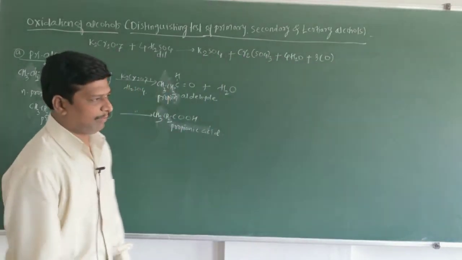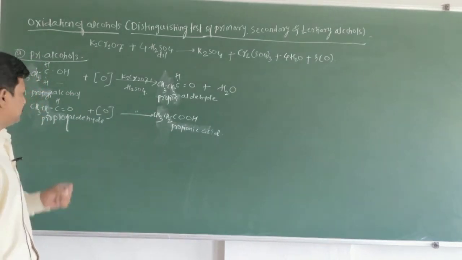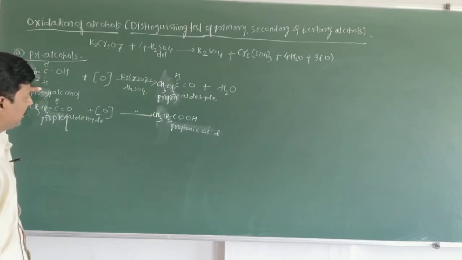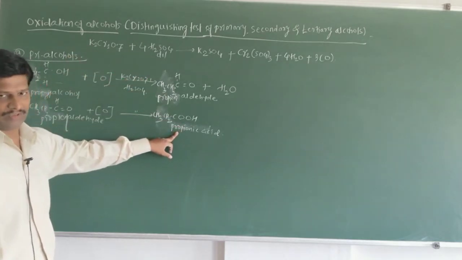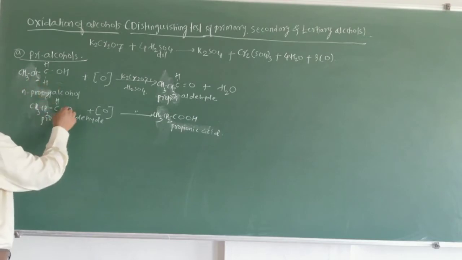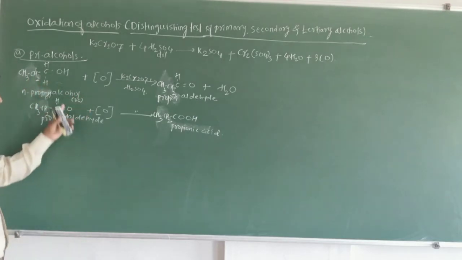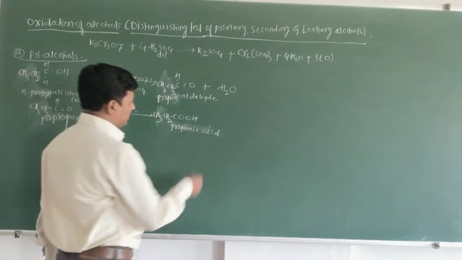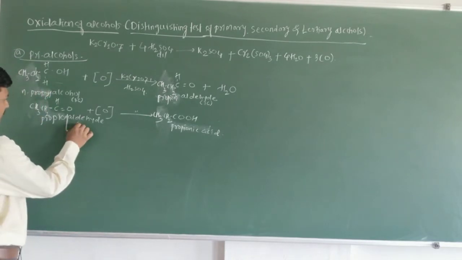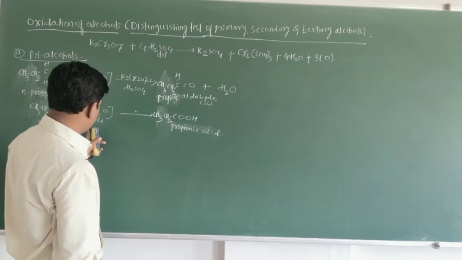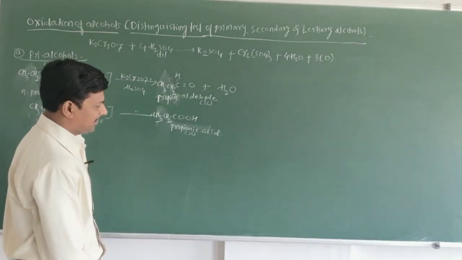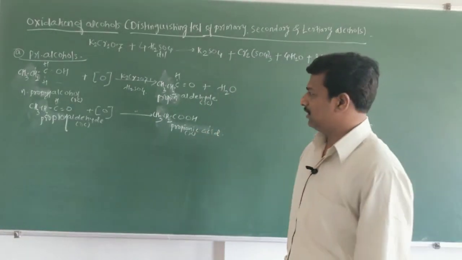So these are the examples of primary alcohols. Now the important point here is that the number of carbon atoms in the alcohol remains as it is in the carboxylic acid. Let us go into detail. The n-propyl alcohol contains three carbon atoms. The aldehyde formed from it, propionaldehyde, also contains the same three carbon atoms. Then on oxidation of that propionaldehyde, finally propionic acid forms, and this propionic acid also contains the same number of carbon atoms. So these are the primary alcohols.